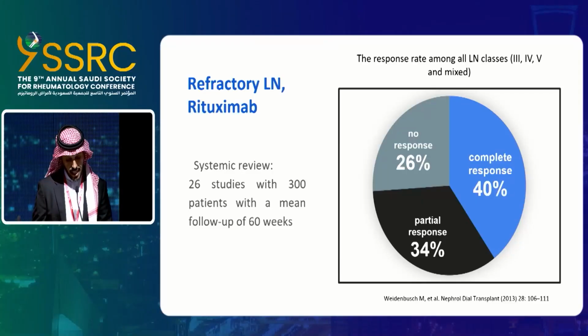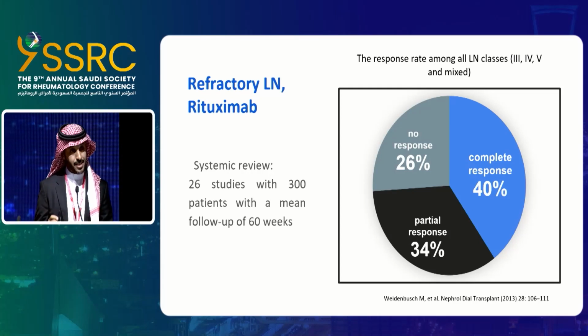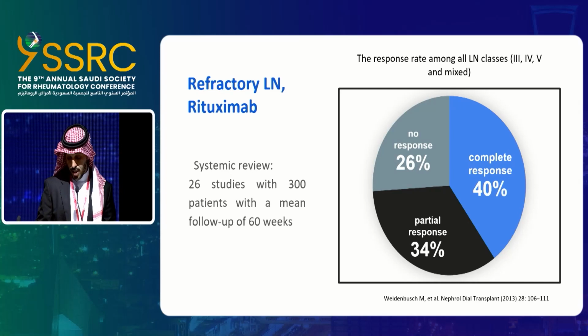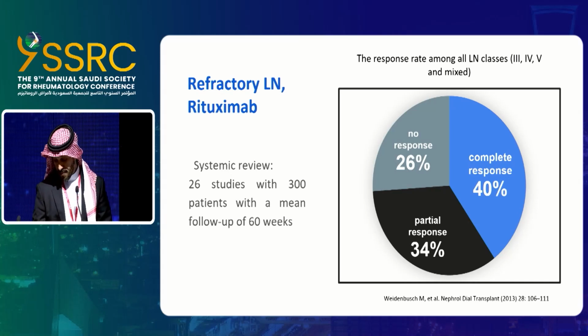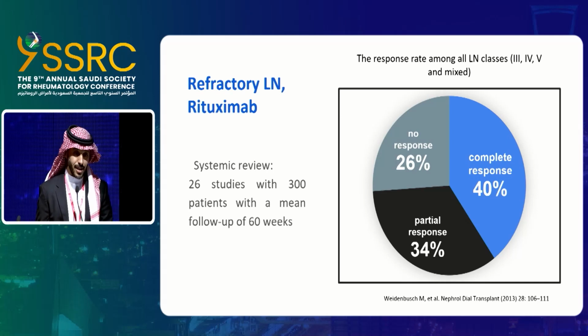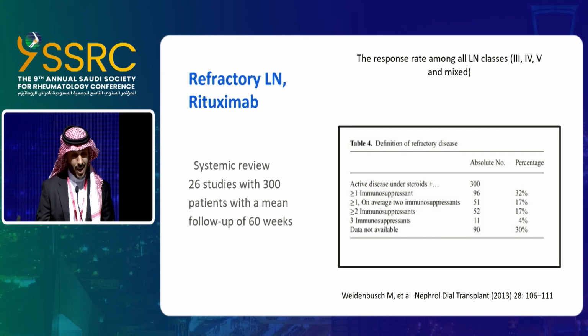Another systematic review included 26 studies with 300 patients. They found that the complete response is about 40% and the partial response is about 34%. Again, another good systematic review about the use of rituximab in refractory lupus nephritis. In this systematic review, they also observed that there is no clear definition of refractory lupus nephritis in the literature.